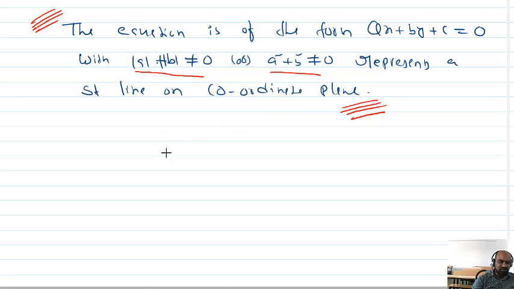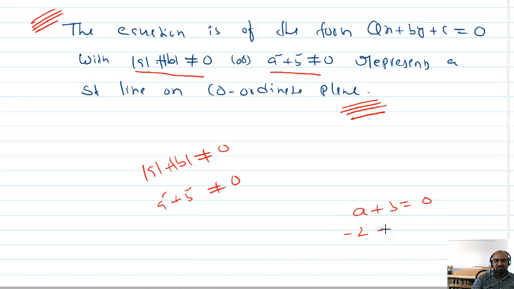What is the condition? I want to explain. What is the meaning of mod a plus mod b not equal to 0 and a square plus b square not equal to 0? For example, a plus b equal to 0 means there exist several real numbers which satisfy this equation. I can say a equal to minus 2, b equal to 2 satisfies. A equal to 3, b equal to minus 3 satisfies. A equal to 0, b equal to 0 satisfies. Like that, infinitely many values will satisfy.